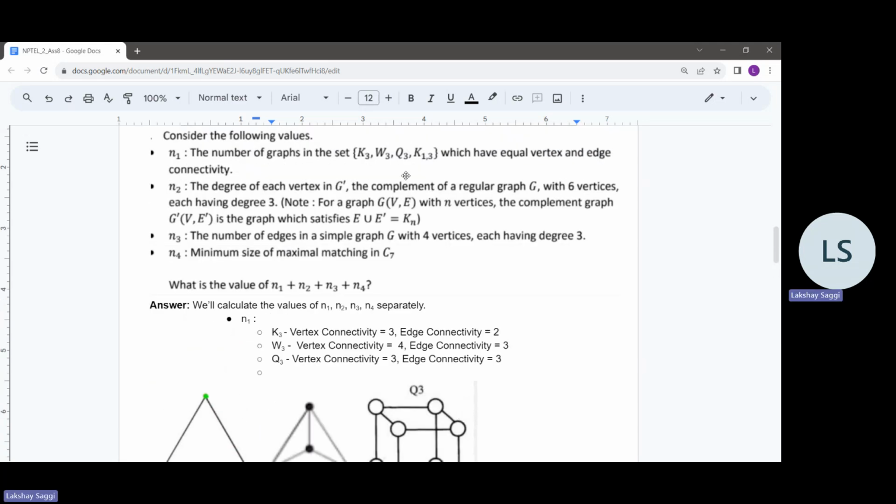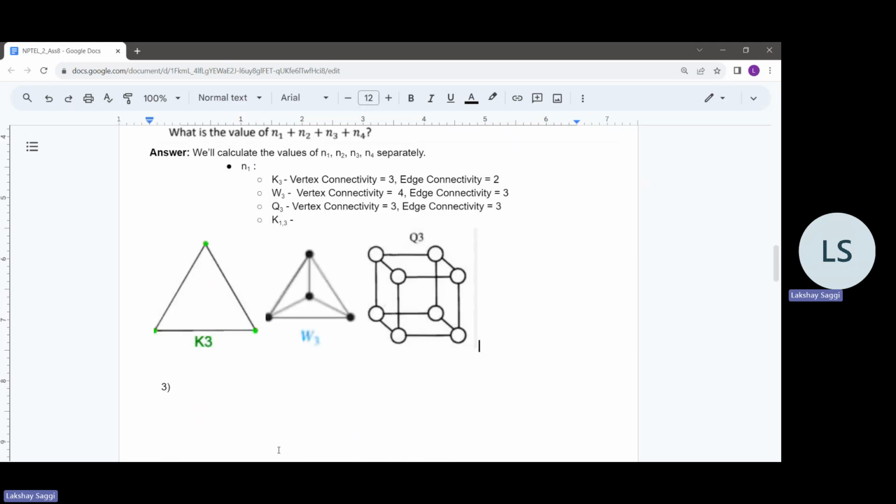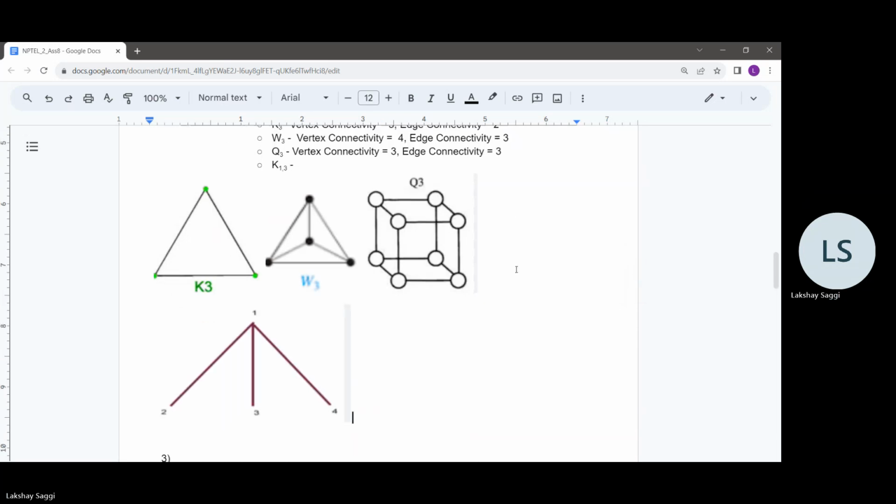And now let's come to the fourth graph, which was this K13 graph. I'll show you this graph also. This is what you call a K13 graph. I'll just label it here. So basically it is one vertex with three vertices having edges to it. So this is a K13 graph.